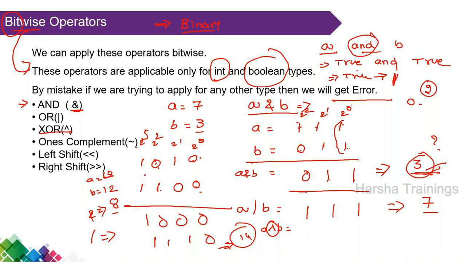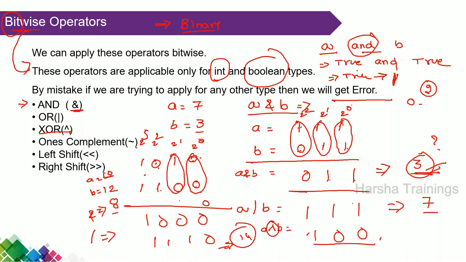This is XOR: 1 1, the answer is 0. 1 1, the answer is 0. 1 0, the answer is 1. Here you got it. If bits are same, 0. If bits are different, it is 1. Now see this one. 0 0, the answer is 0. 1 0, the answer is 1. 0 1, the answer is 1. 1 1, the answer is 0. This is XOR operation. Okay, we will continue the things in the next session.